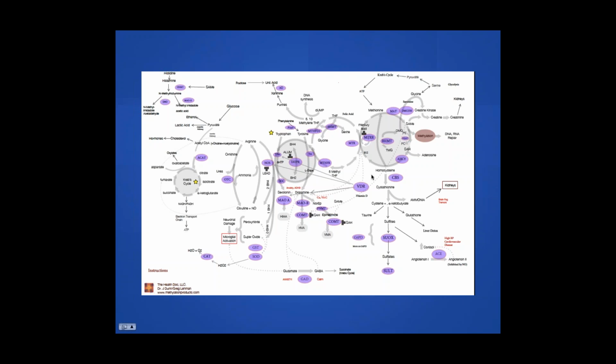This is what we covered in the first webinar. This is what we covered in the second webinar. And this is what we covered in the third webinar. And this is the fourth here. The fifth one, we're going to be looking at these whole pathways here, the histamine pathway, and then the citric acid cycle pathway and its effect on methylation.